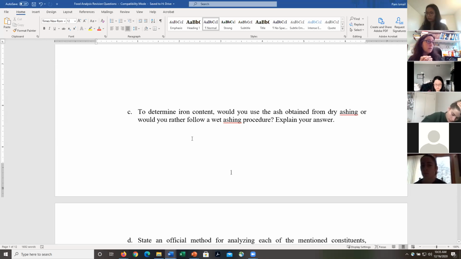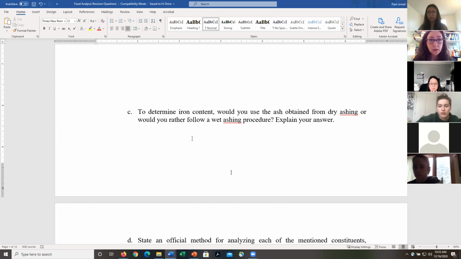So here, this is a common question that you might get. To determine iron content, would you use the ash obtained from dry ashing, or would you rather follow a wet ashing procedure? What would you say, guys? Wet ashing. Yes, wet ashing.